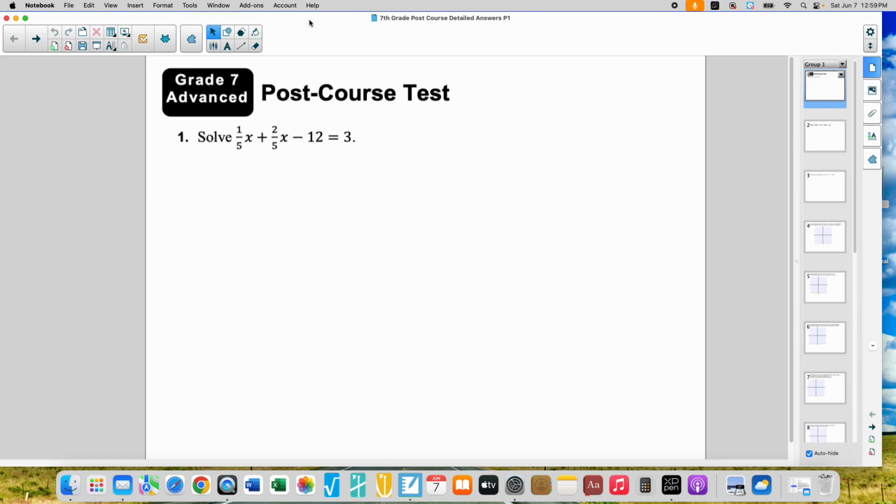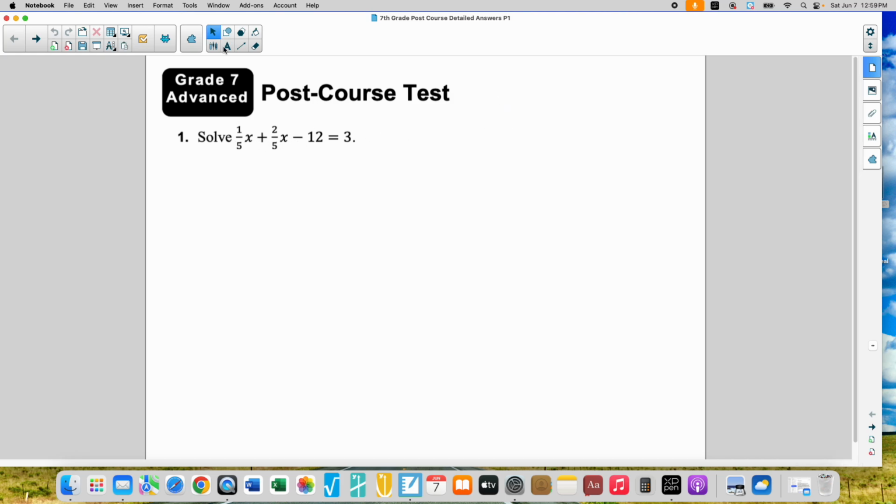Activity number 2. It is the grade 7 advanced post-course test. Question number 1 is dealing with solving for the variable. So we have two variables on the same side, and you've got a constant equaling a constant. So we're going to combine. We always want to simplify first. Whenever we have equations, you should always simplify each side first.